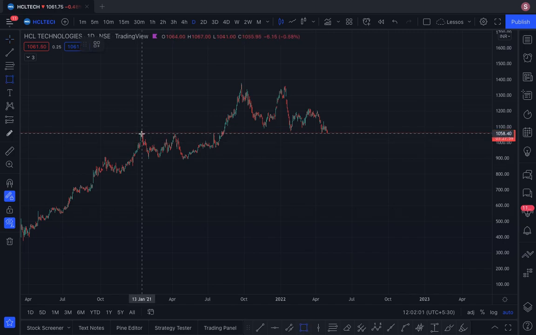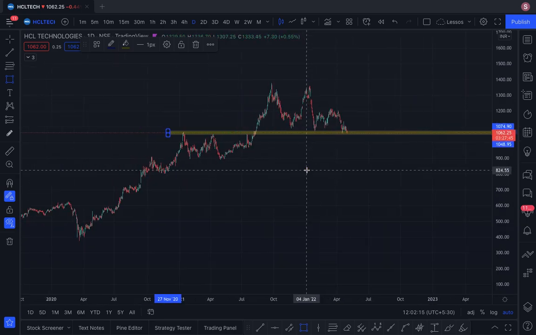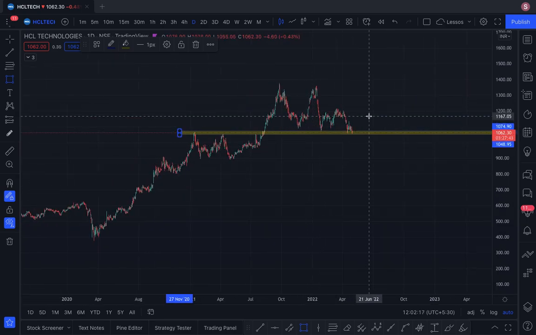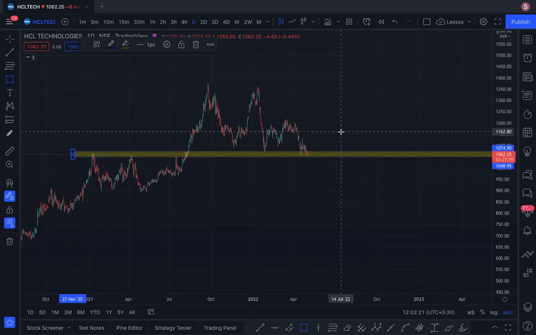So here you see it was acting as a resistance. Now the same area acted as support here as well, and now the price is moving around here. So I'll put a square block here, a rectangular block. So now I'll wait for the price to bounce up from here. So when should I take the entry? If simply the price breaks out?